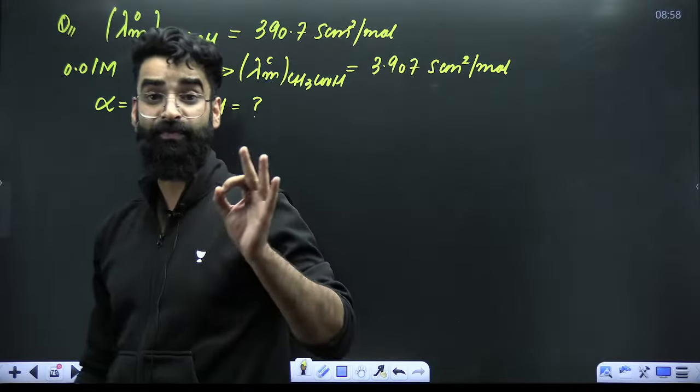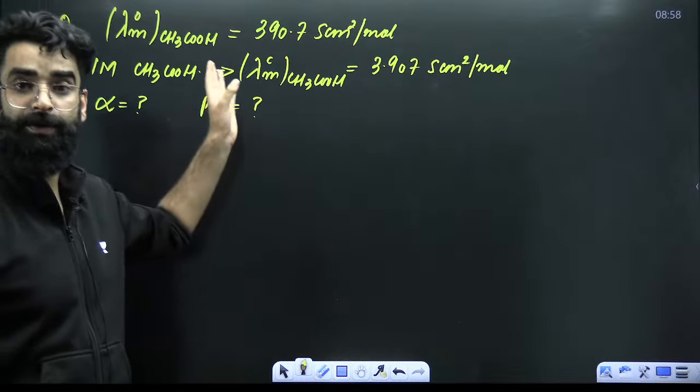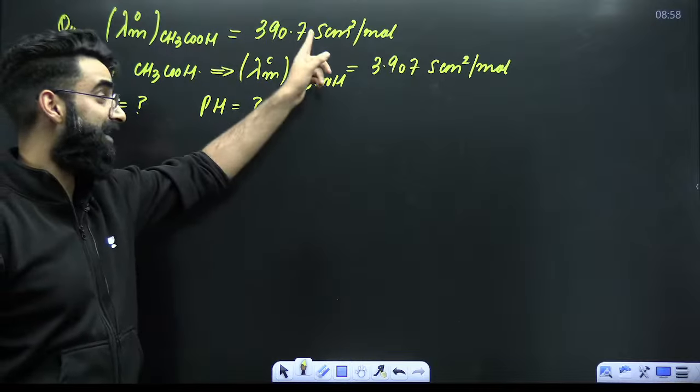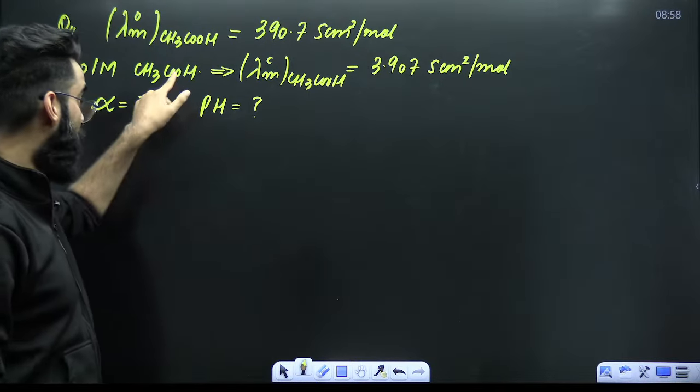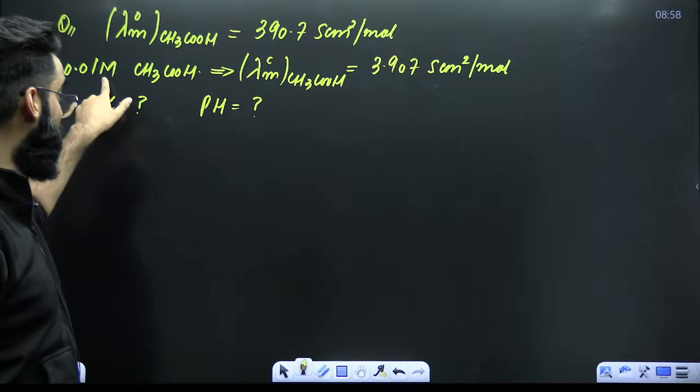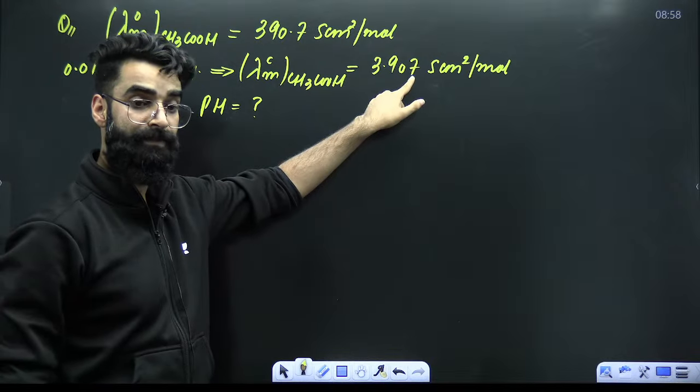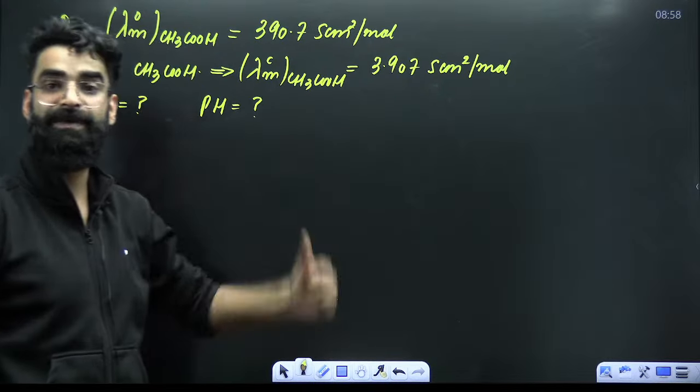My dear students, the weak electrolyte that's given to me is CH3COOH. Its molar conductivity at infinite dilution is given. Its molar conductivity at 0.01 molar concentration is also given. We have to calculate alpha as well as pH.